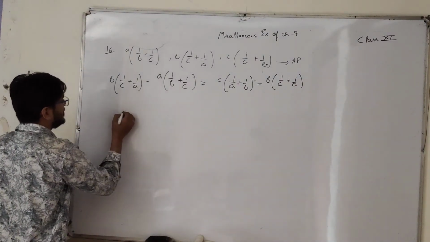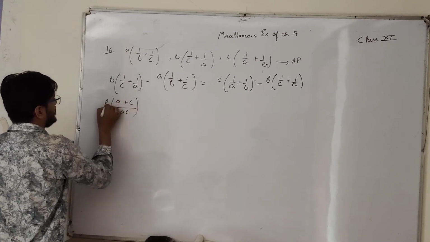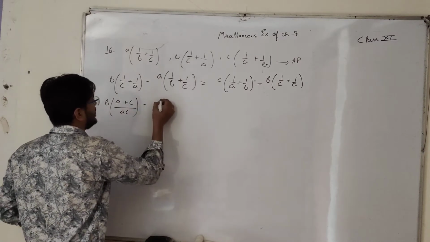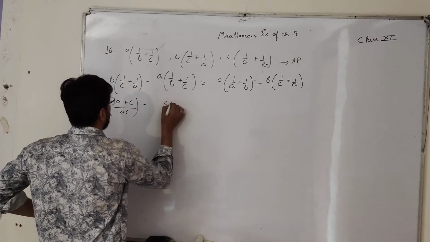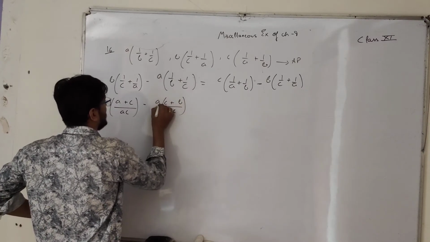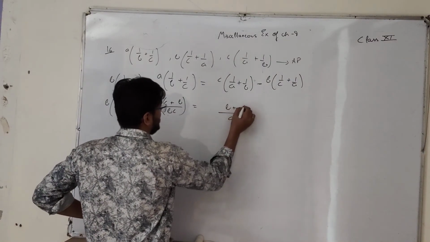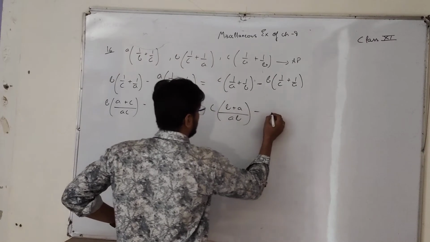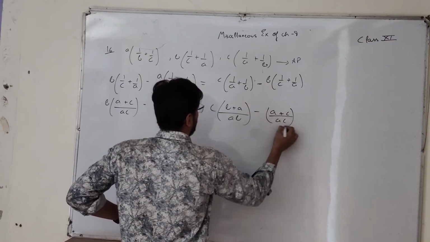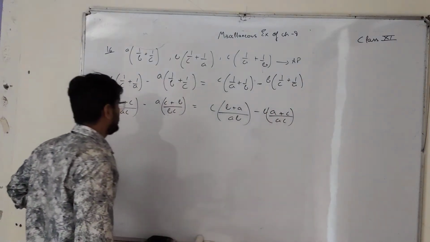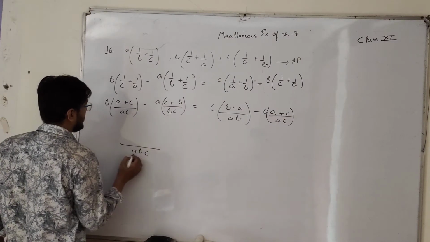So taking LCM, AC, we have A plus C, B minus BC, we have C plus B, A is equal to AB, we have B plus A, C minus AC, we have A plus C, B, right? So if we take common all together, we'll have ABC.